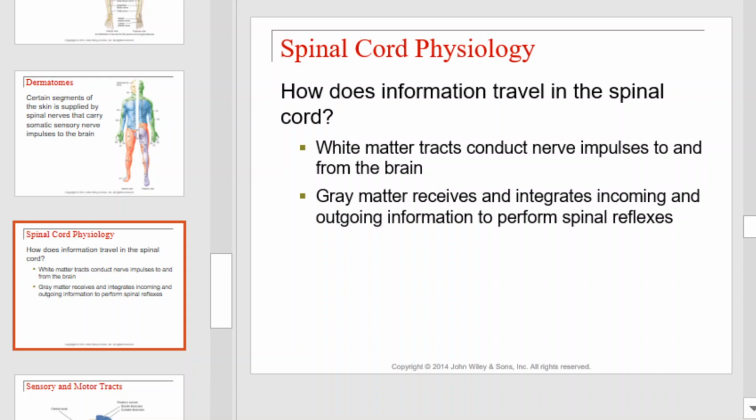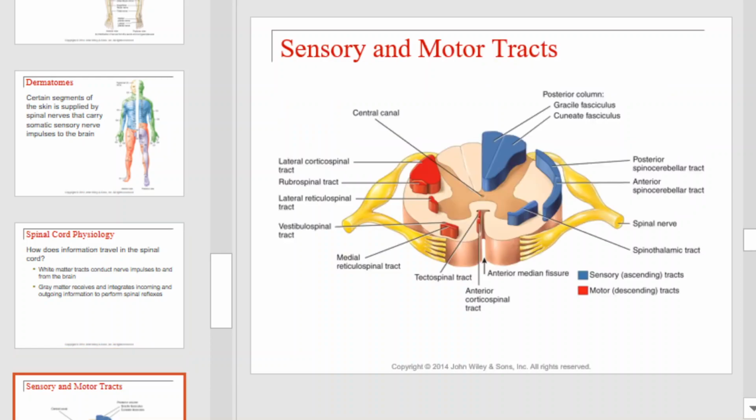Spinal cord physiology. How does information travel in the spinal cord? White matter tracts conduct nerve impulses to and from the brain. Gray matter receives and integrates incoming and outgoing information to perform spinal reflexes.